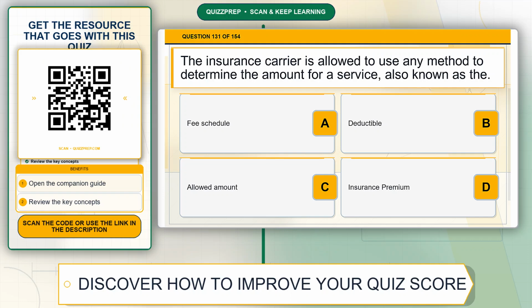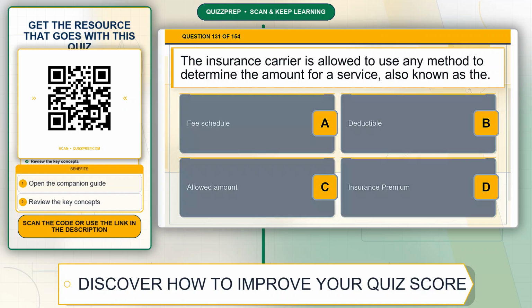Question 131. The insurance carrier is allowed to use any method to determine the amount for a service, also known as the option A, fee schedule. Option B, deductible. Option C, allowed amount. Option D, insurance premium. The correct answer is now shown.